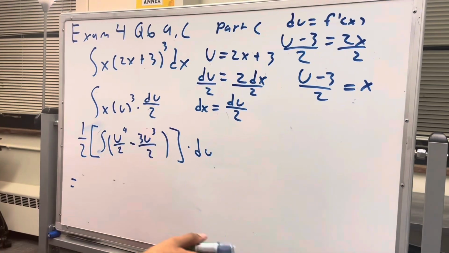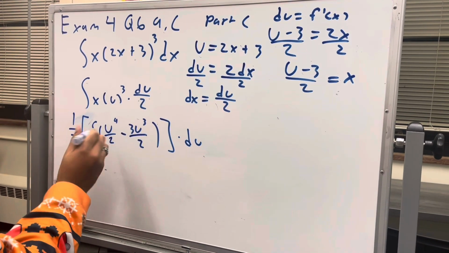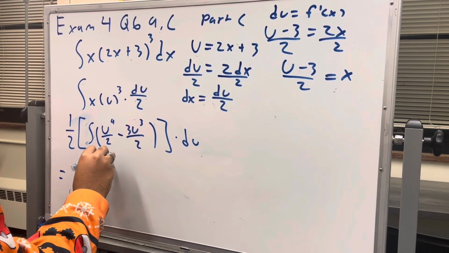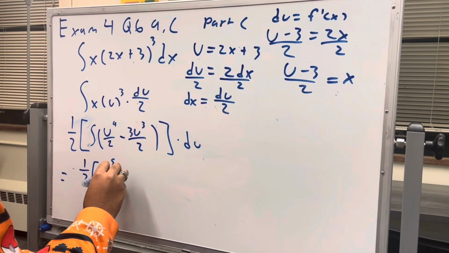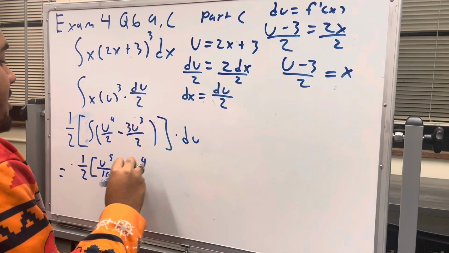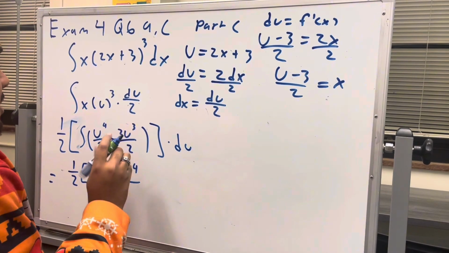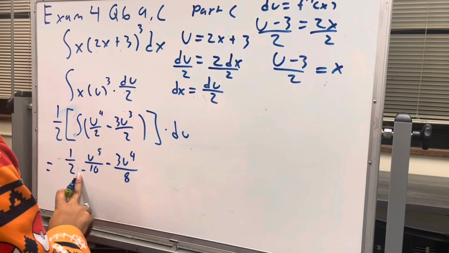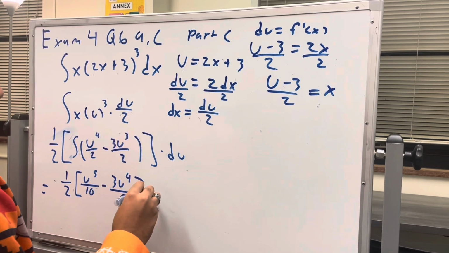Okay, so now we have this, and we can take our antiderivative. So then we have 1/2 u to the 5th. We know that it will be 5 times 2, so we get 10, minus 3u to the 4th over, no, it'll be 4 times 2, so then you get 8, and then we can do brackets. And then plus c.